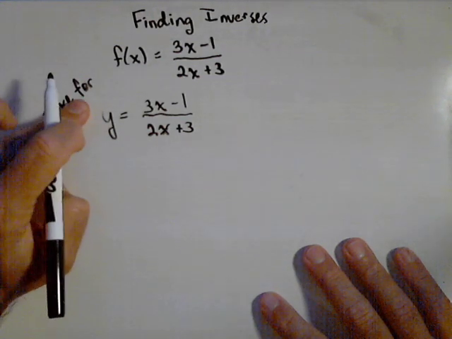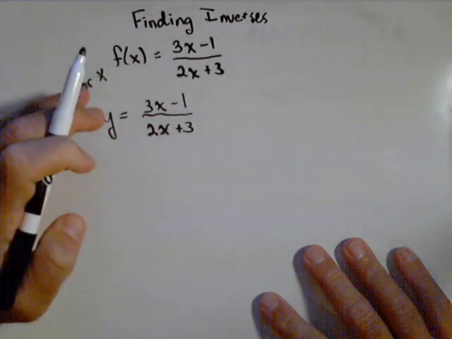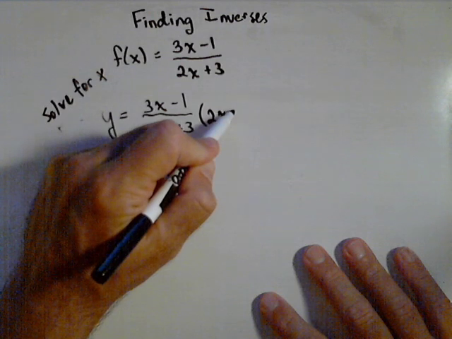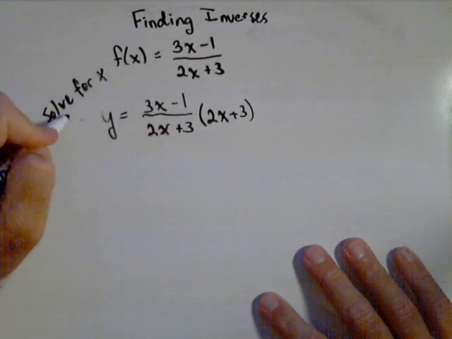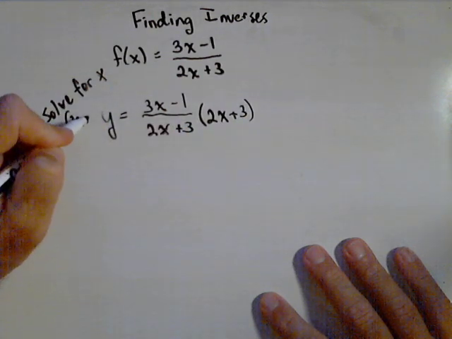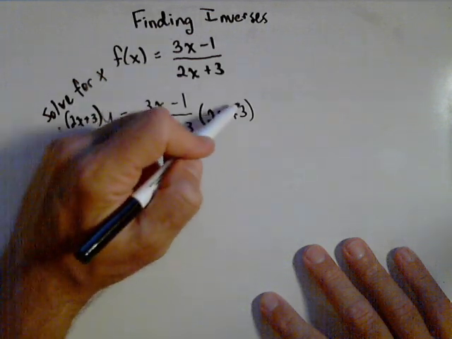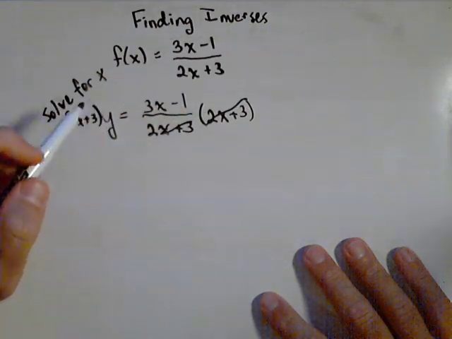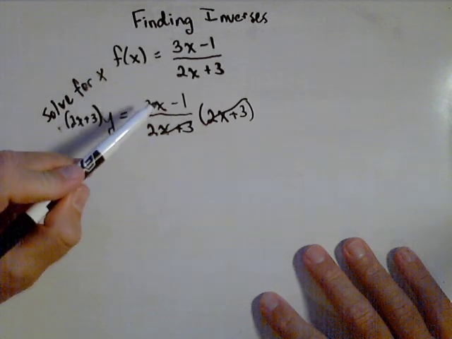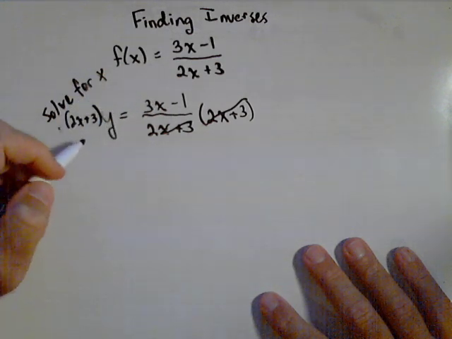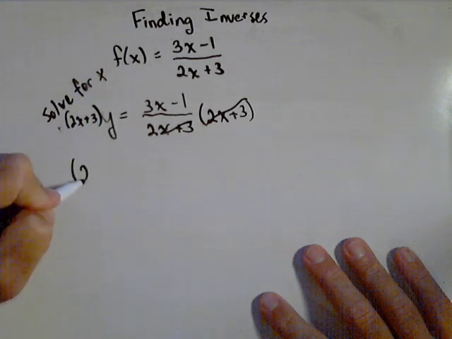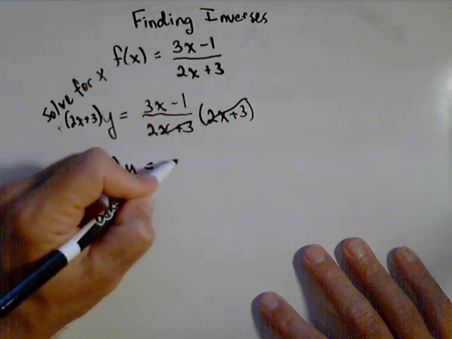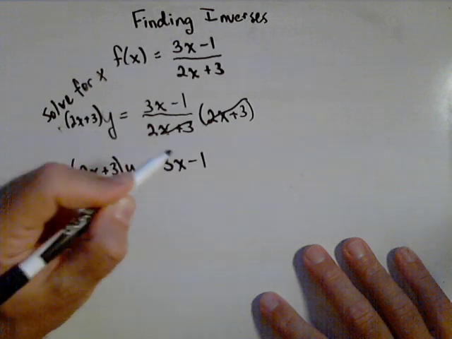Anytime you've got a denominator in there, basically you want to get rid of it. So I'm going to multiply both sides by 2x plus 3. So that'll cancel this denominator out. I don't have to deal with the denominator anymore. Now I have 2x plus 3, the quantity times y, equals 3x minus 1.